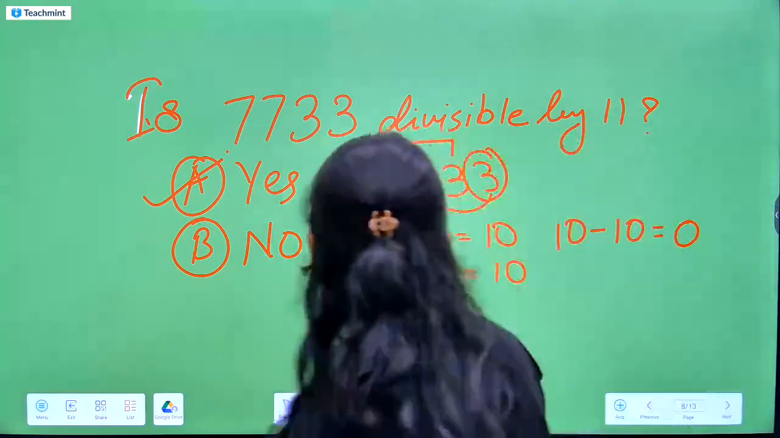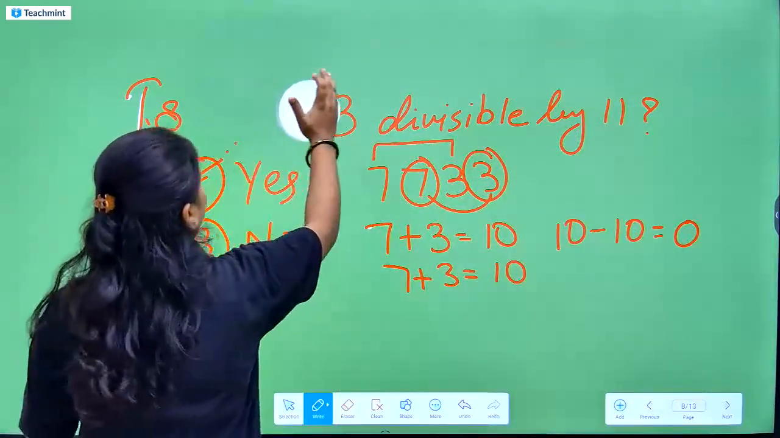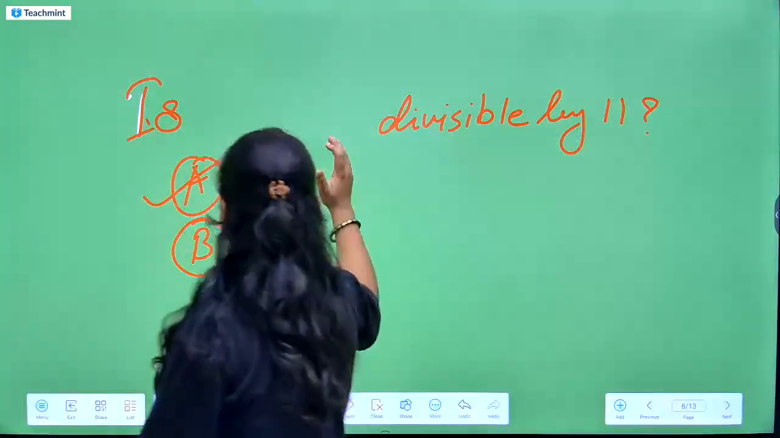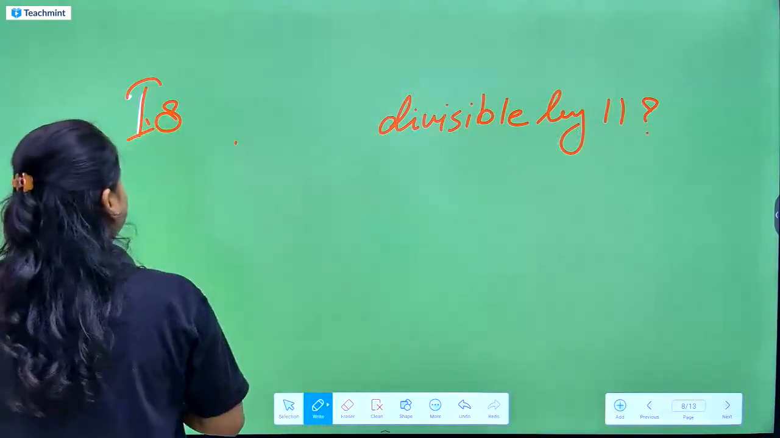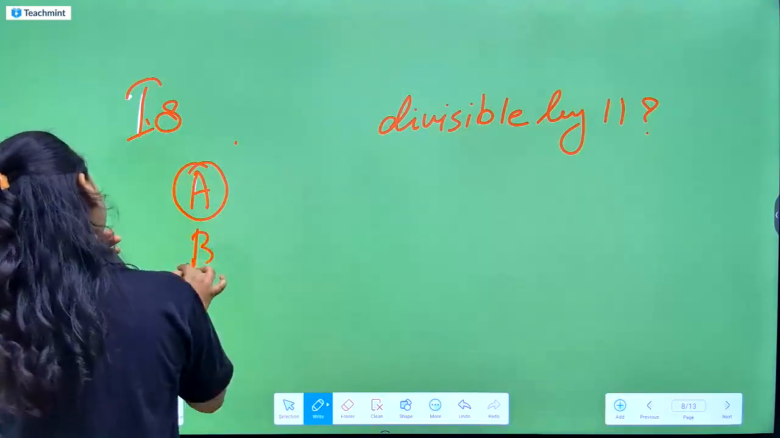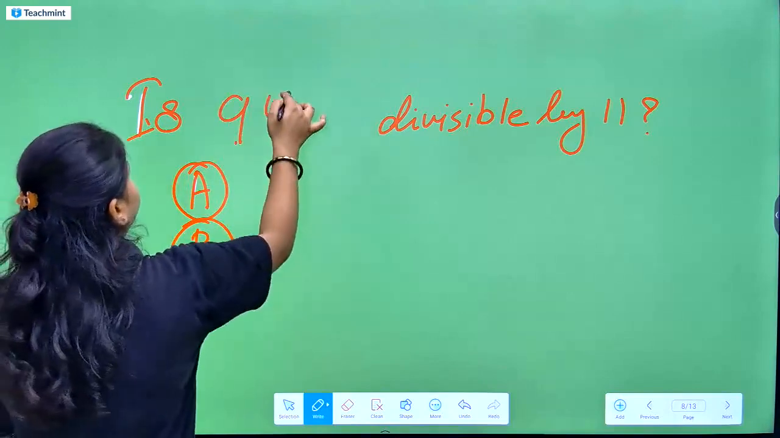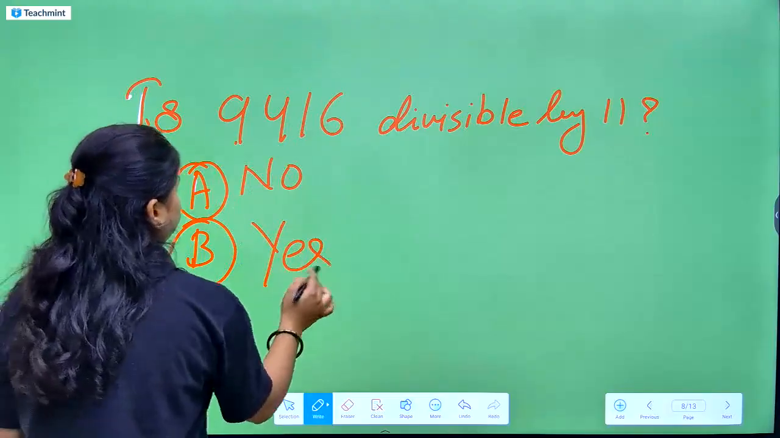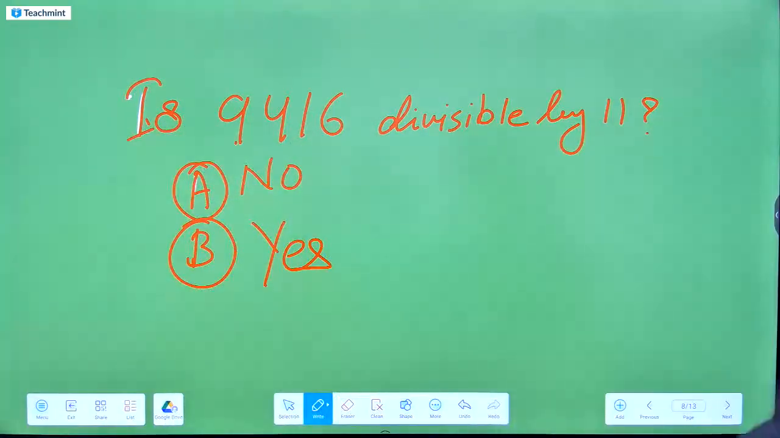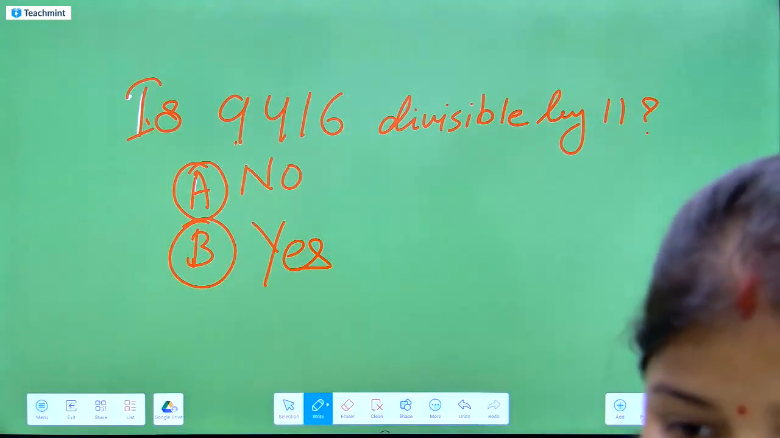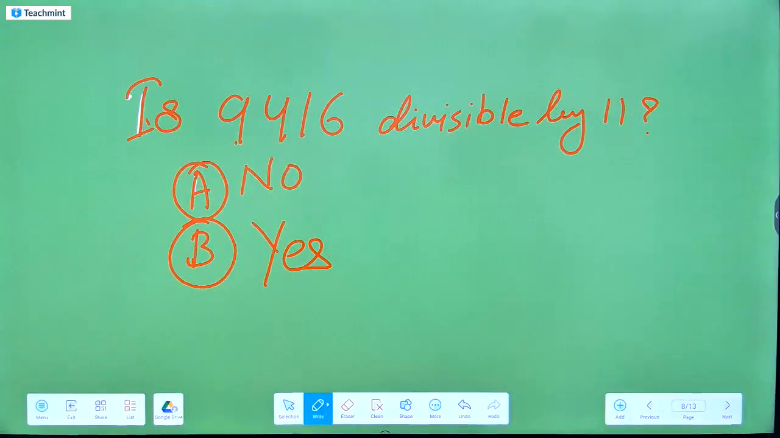I have one more question for you. Is 9416 divisible by 11 or not? And here you go, you can answer me. Option A, no. Option B, yes.